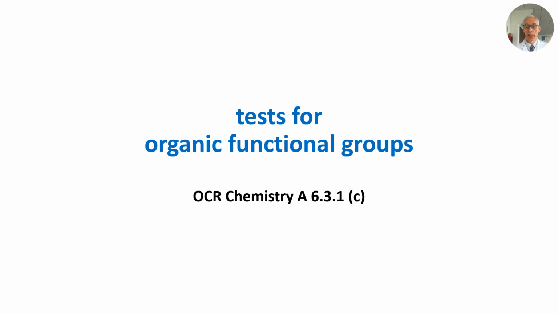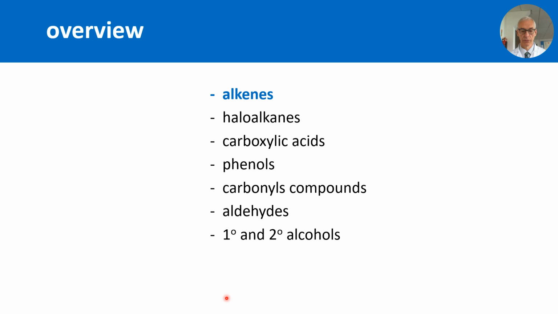OCR Chemistry A 6.3.1 Tests for Organic Functional Groups. There are simple identifying tests for a number of functional groups, including alkenes, haloalkanes, phenols, carbonyls, aldehydes, primary and secondary alcohols, and carboxylic acids. We'll start with simple test tube identification of the alkenes.